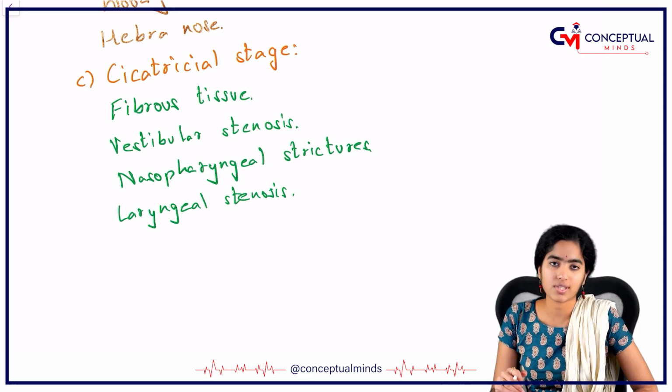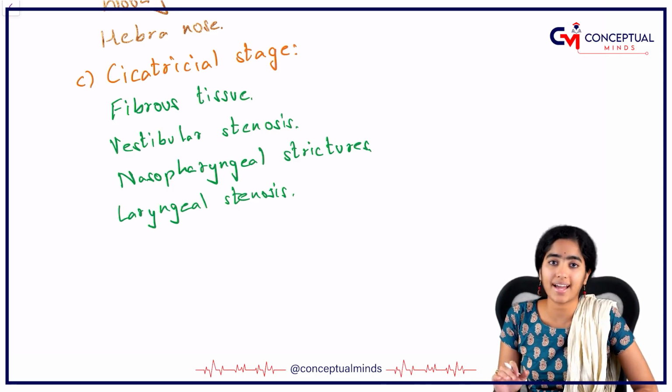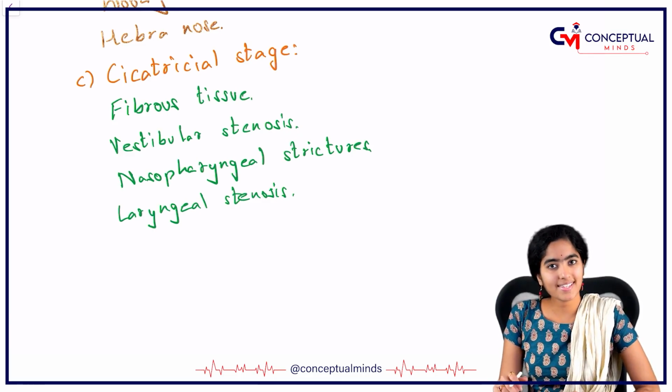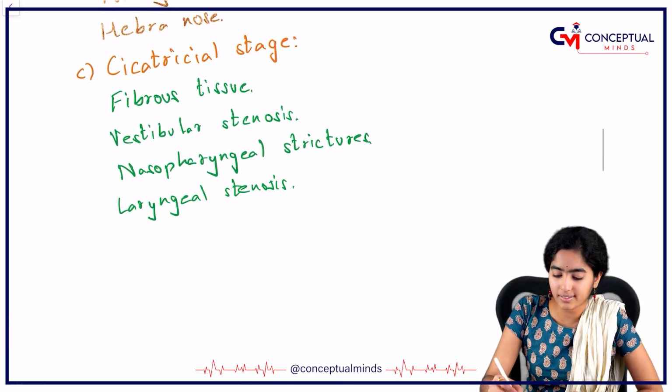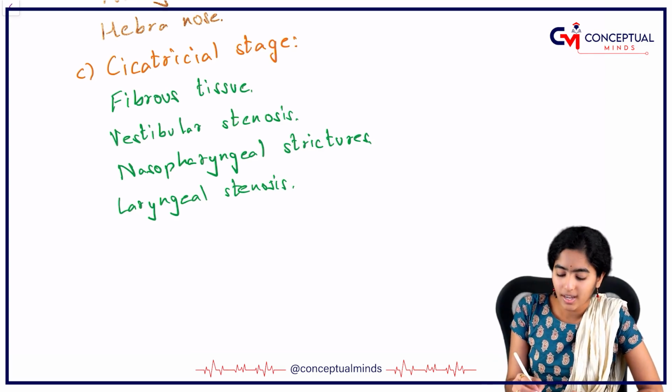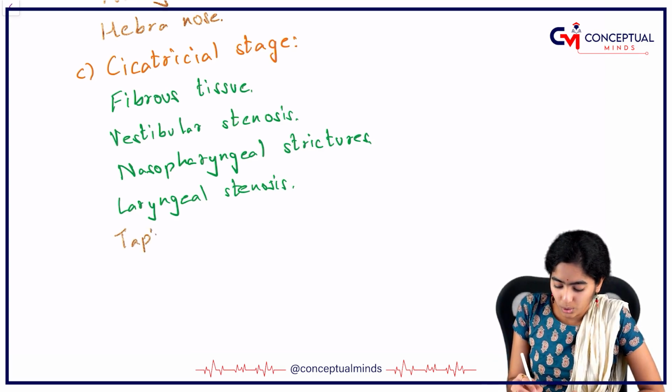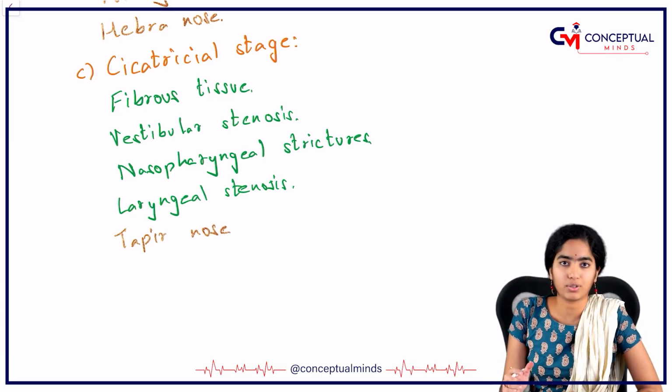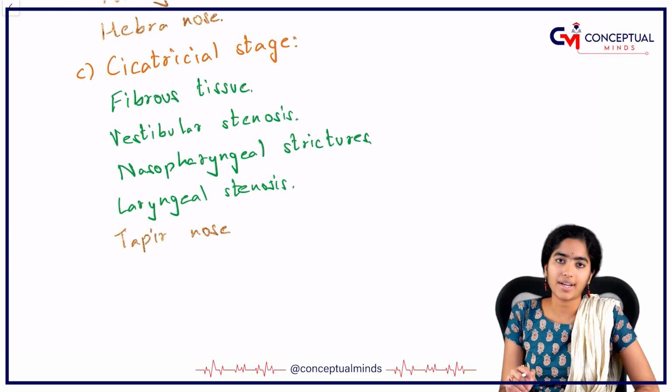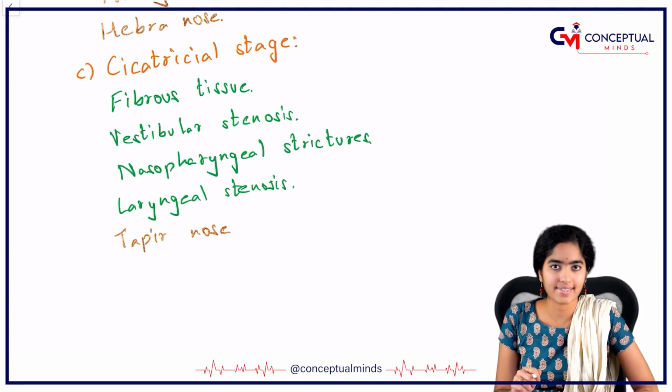These are the three stages. First is the atrophic stage, then is the granulomatous stage, and finally cicatricial stage. In the cicatricial stage, there is a characteristic type of nose that is seen called as tapir nose. Just like how Hebra nose is seen in granulomatous stage, here what we find is a tapir nose because of all the stenosis that has occurred. And the clinical features depend upon the stage of the disease.